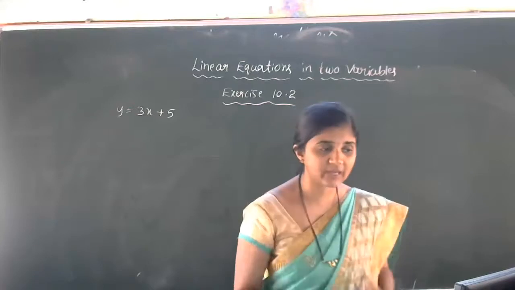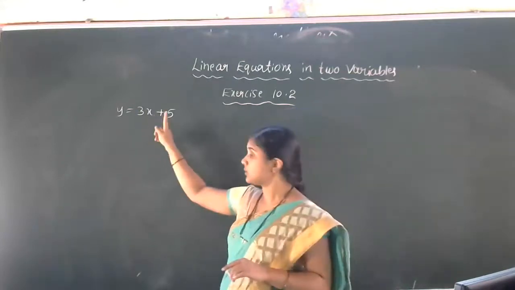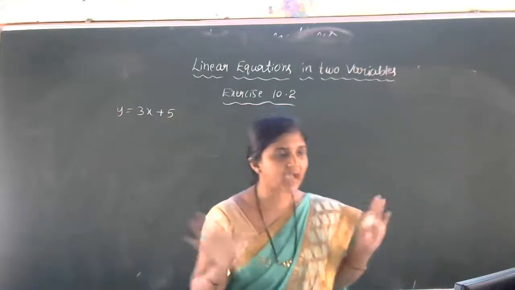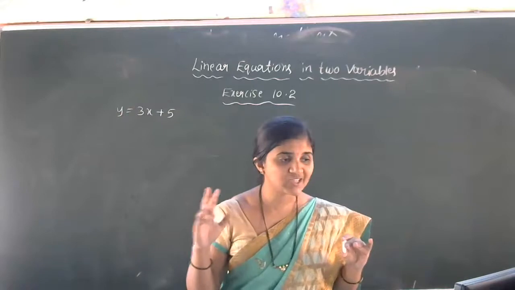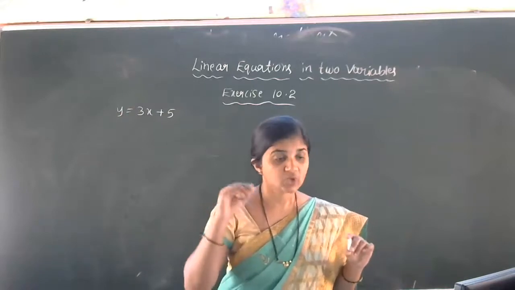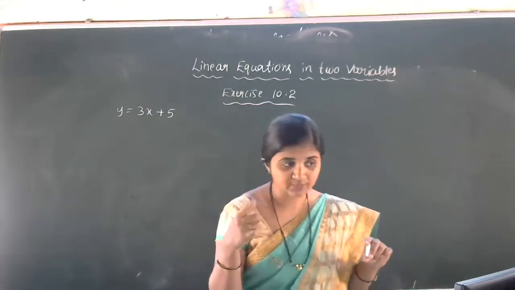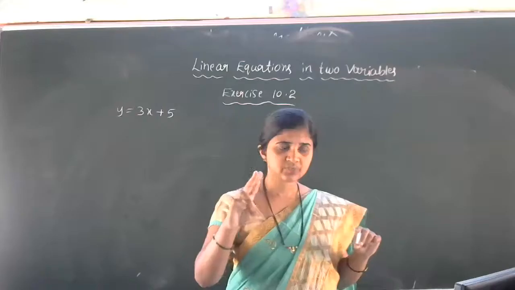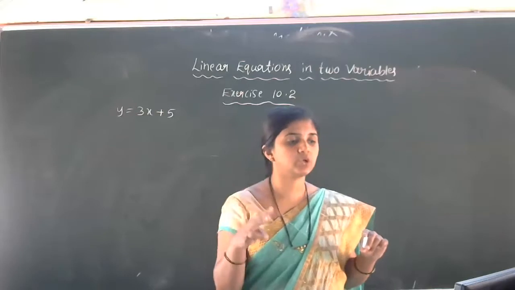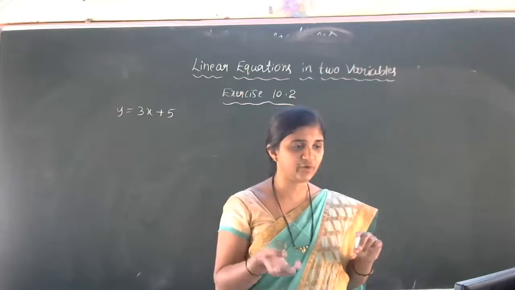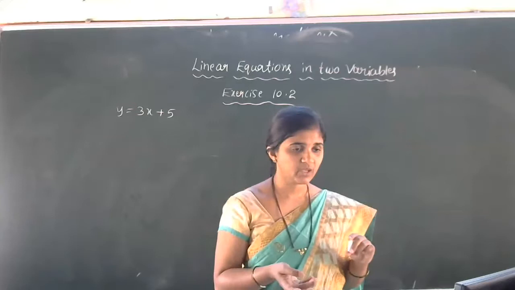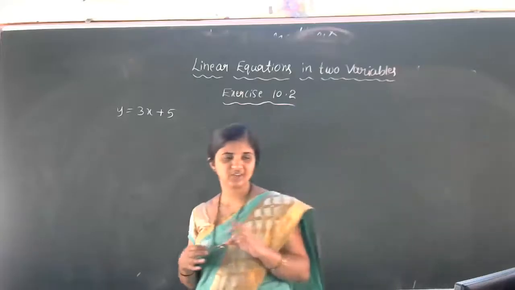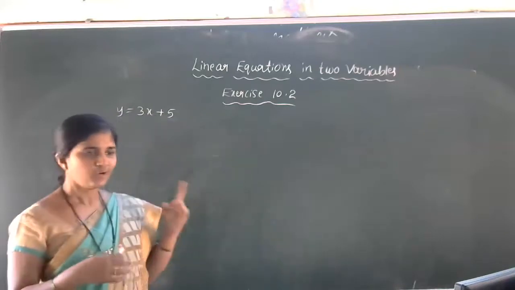Now you have to tell me the answer. Y is equal to 3x plus 5 has dash solutions. So which option is right? A unique solution for this equation, or only two solutions, or infinitely many solutions? Yes, tell me, which option is right for this question? One solution? Only one solution?